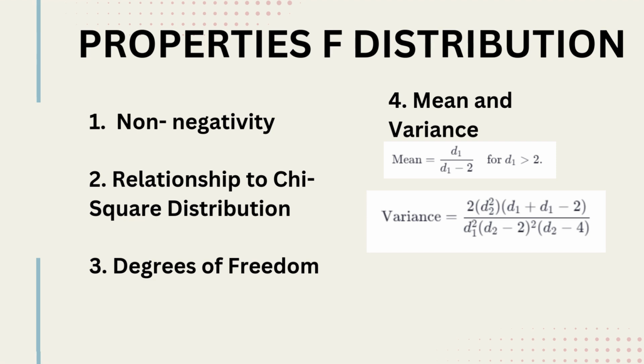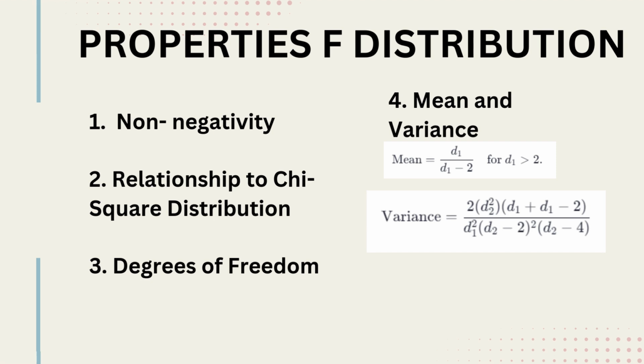Let's now look at some of the core properties of the F distribution: non-negativity, relation to the chi-square distribution, degrees of freedom, and lastly mean and variance. Non-negativity: the F distribution can never have negative values. This makes sense because it's based on the ratio of squared terms, and squares are always positive or 0. Relationship to the chi-square distribution: as we mentioned earlier, the F distribution is derived from the chi-square distribution. It represents the ratio of two chi-square variables.